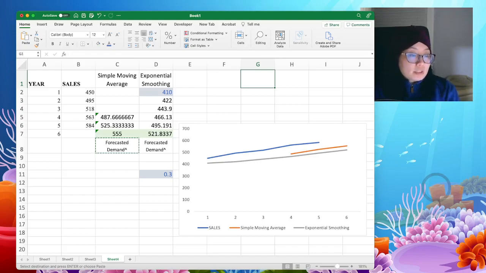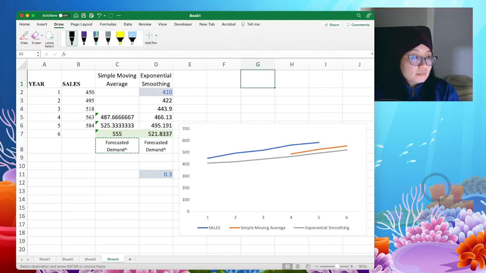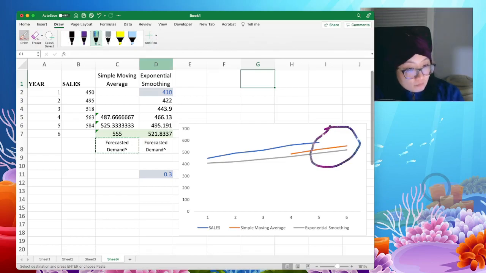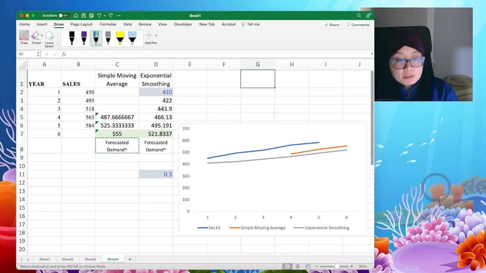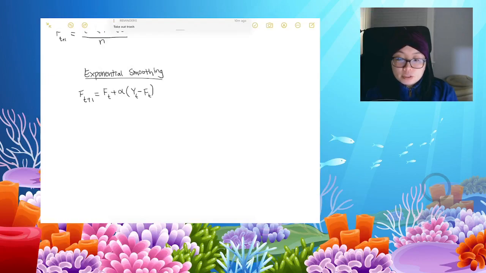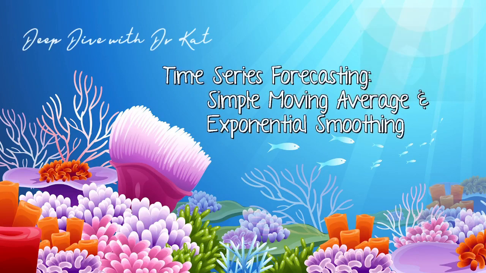But I did want to point out here that you can quite easily see that the forecasted values are right there, and it is a way to be able to predict in the future what's going to happen. Okay, so that was it. That was all we had to cover today for this simple moving average and exponential smoothing.